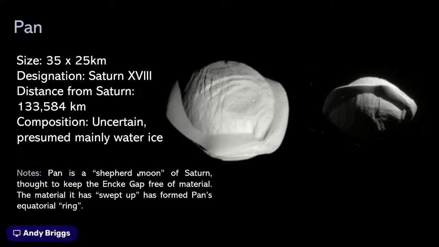And Pan is what we call a shepherd moon of Saturn. A shepherd moon is one that literally confines one of Saturn's rings and keeps it as a ring so that it doesn't dissipate and spread out. In this case, what Pan does is keep the Encke gap, which is a gap between Saturn's rings, free of material. So it's sweeping up material from the Encke gap all the time. This material that it's swept up is thought to fall on its surface and form this equatorial ring over a long time. So it's literally because the moon is acting as a sort of hoover, if you like. It's hoovering up this material, which settles on its equator and forms this incredible ridge around it.